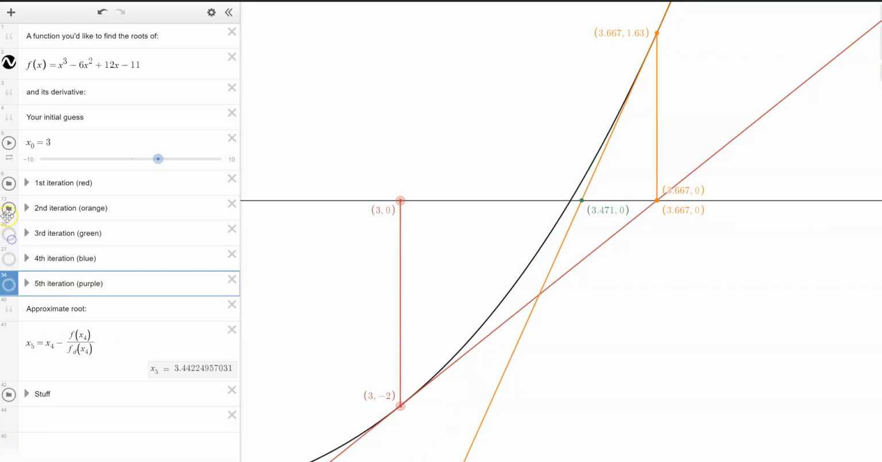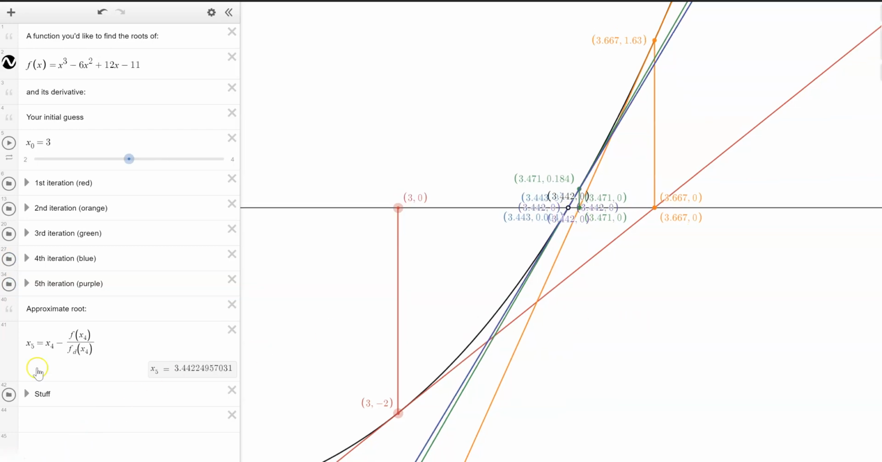So that is all you have to do. So we plug in 3, it gives us 3.67. We do it again, and it gives us 3.471. We do it again, it gave us another 3.471, but even closer, 4th, and then finally 5th gave us what we needed for this problem.